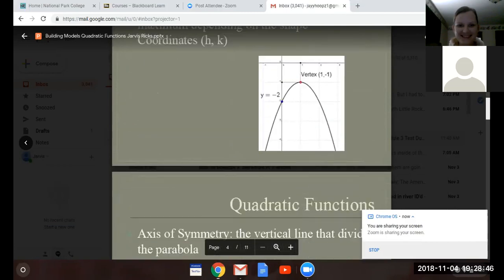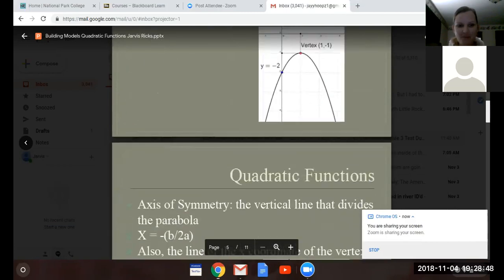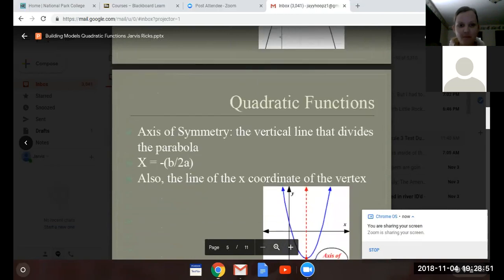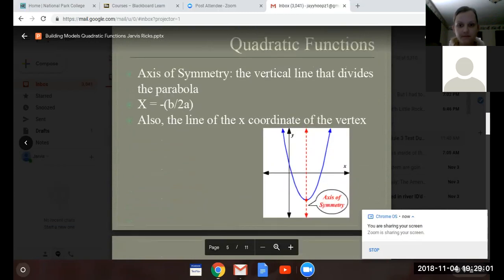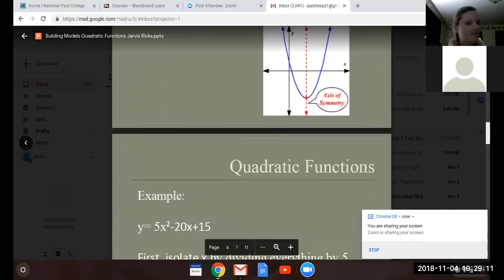The vertex of the parabola is the maximum or the minimum point depending on the shape. And the axis of symmetry is the vertical line that divides the parabola. It is also the line of the x-coordinate of the vertex. And that's the formula for the axis of symmetry, which is x equals negative b over 2a. That will give you the axis of symmetry.